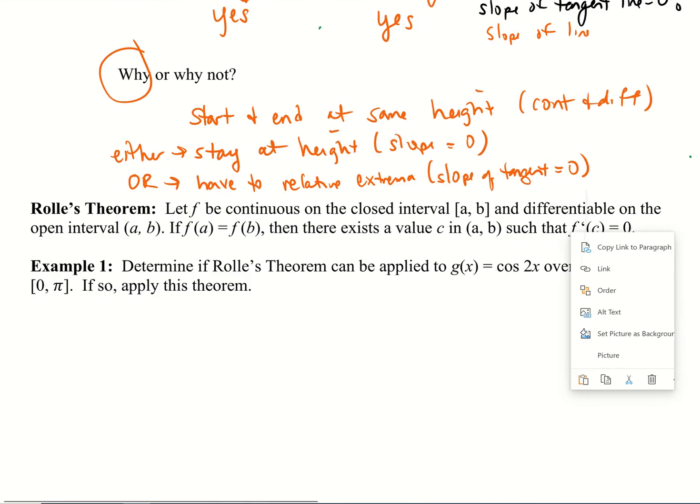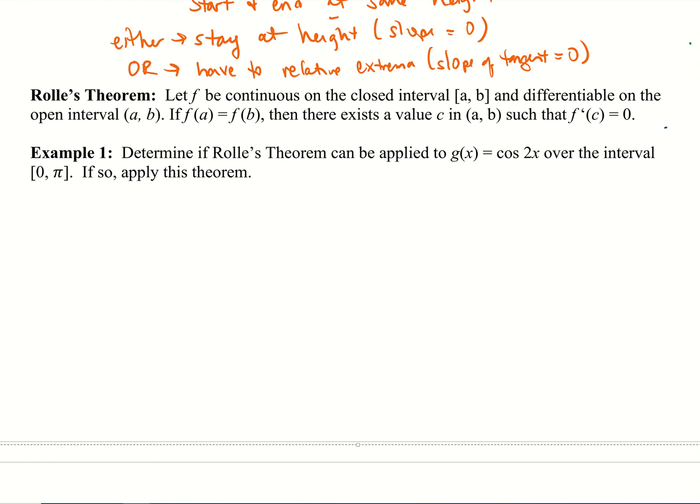This is called Rolle's theorem. Rolle was a mathematician, I think Italian. And here's what he said. If f is continuous on a closed interval and differentiable on an open interval, same endpoints, and if f of a is equal to f of b, what that means is that the endpoints have the same height, then there exists a value c inside my interval from a to b such that f prime of c is equal to 0.